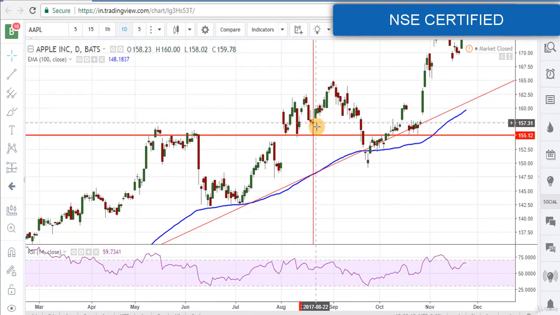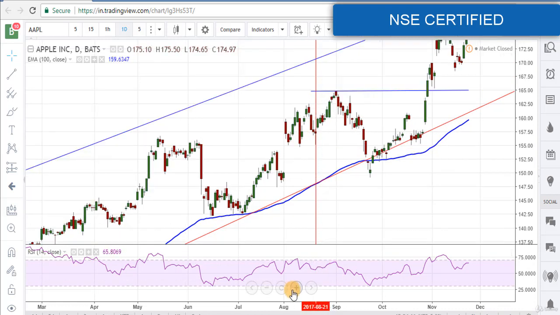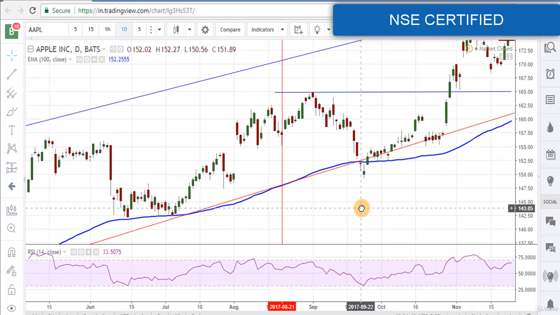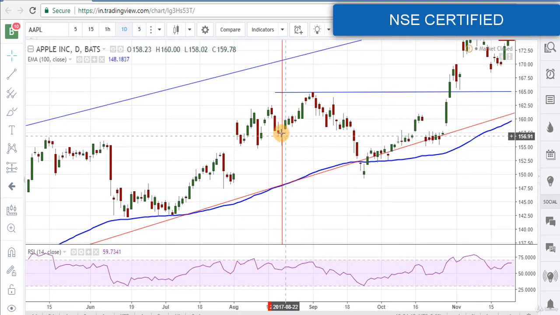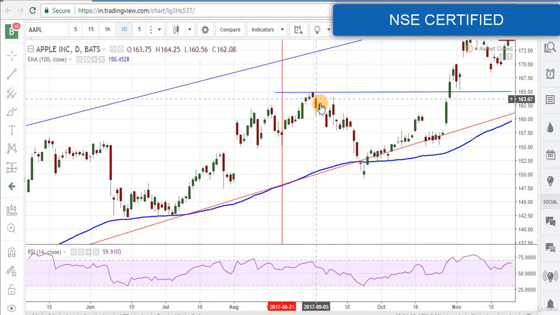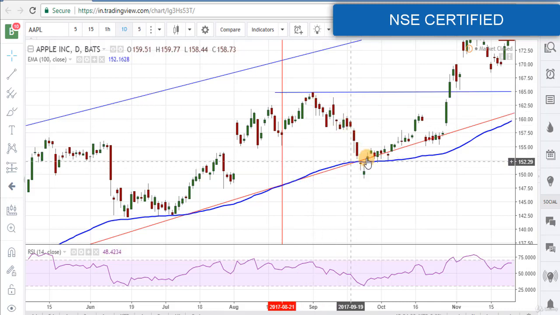This was our point and we were here at $157.12. Now see, after touching the $165 level, the stock fell down to the extent of trend line. This was the trend line and this is moving average, 100 period moving average. The stock retraced up to the trend line and this moving average.